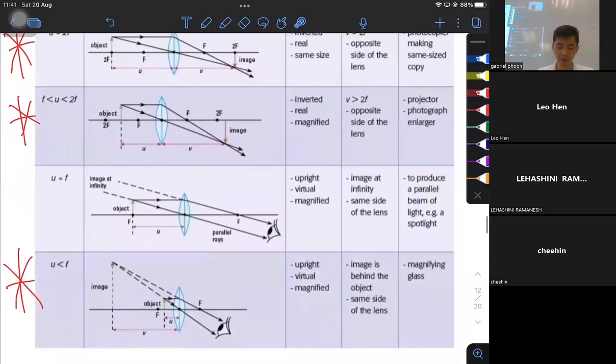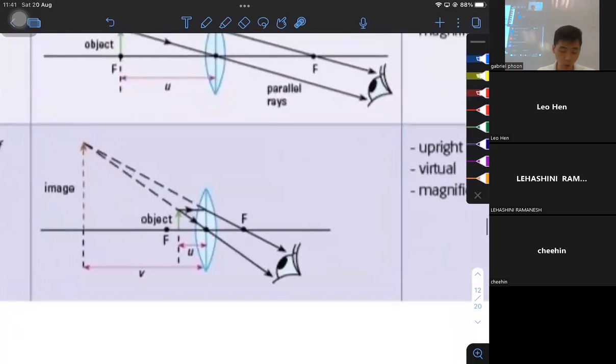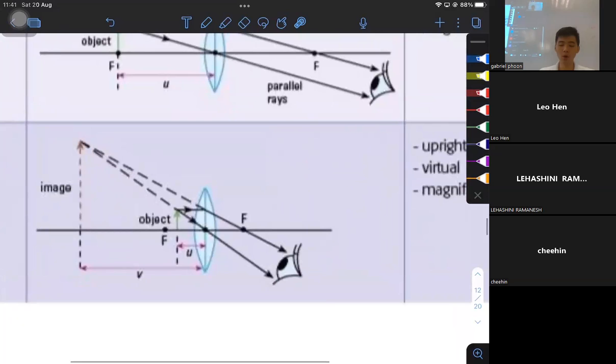But if you have a magnifying glass, which is the most important one of them all, you must place it in between the F and optical center. Very, very important. Most of the questions will be with magnifying glass. So you must be very well versed with the magnifying glass.